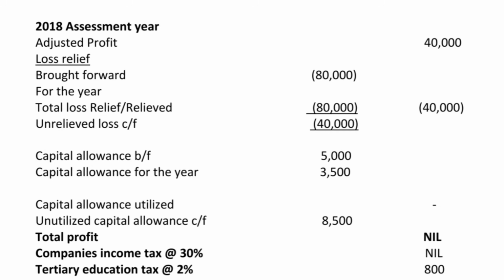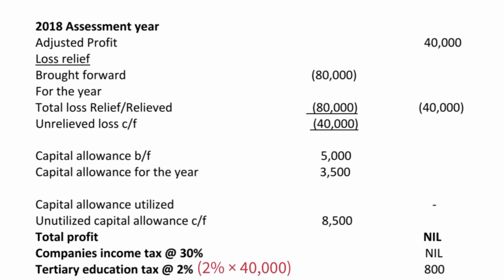40,000 to carry forward. Now you can see that your total profit is nil. You don't have any profit. So your CIT is 30% and is charged on total profit or taxable profit. That would be 0, right? 30% of 0 is 0. Then your education tax is 2% of assessable profit.